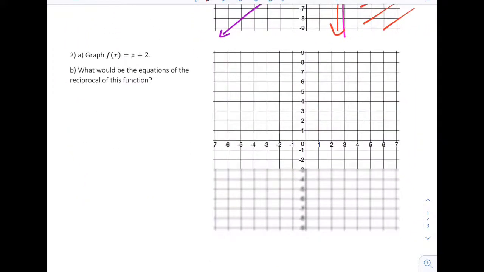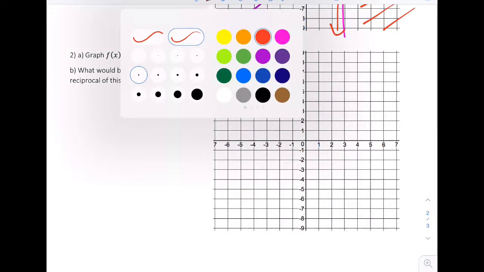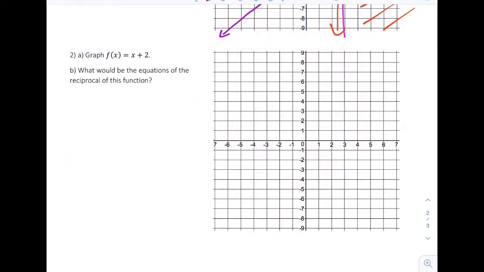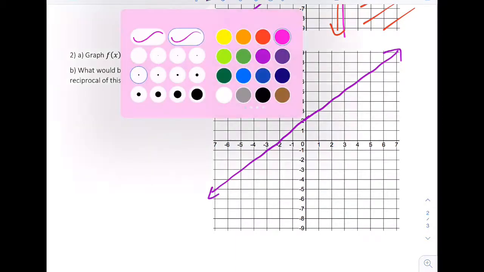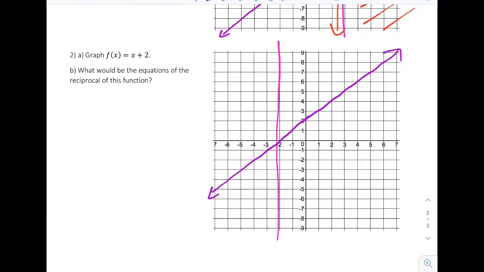So another linear equation here. Graph of x plus 2. If I want to graph x plus 2, it would end up looking something like this. Now when I look at this graph, I see that there's an x-intercept at -2. So that means we're going to have a vertical asymptote at -2. We're going to have a horizontal asymptote at 0. So if I look at this graph and I want to decide which of these sections our graph is going to be in, I see 4 sections. I know that our original function is in 2 and 3, so our reciprocal is also going to be in 2 and 3.